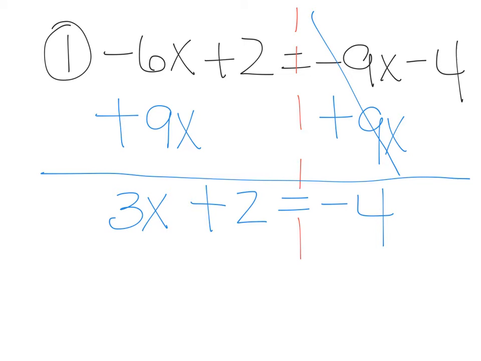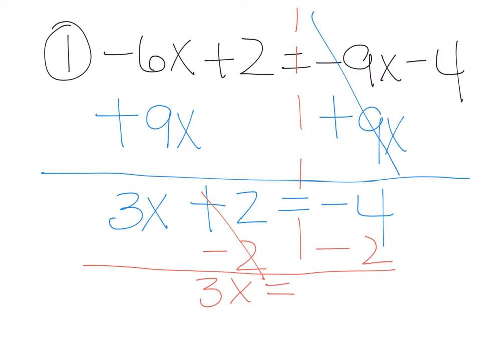Okay, once we do that, we should have only one variable. Hopefully it's on the left side. And right now we have a two-step equation, which you all know how to solve. So the next thing you should have done was you should have subtracted 2 from both sides. And we get 3x equals negative 4 and negative 2 gives you negative 6. And then the last step is divide both sides by 3. And you get x is equal to negative 2.